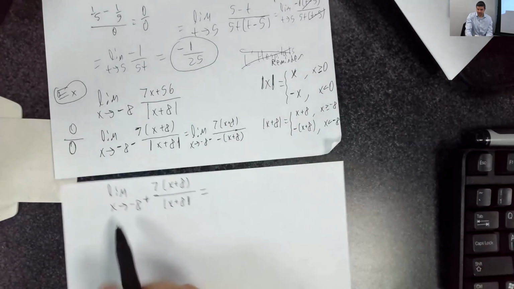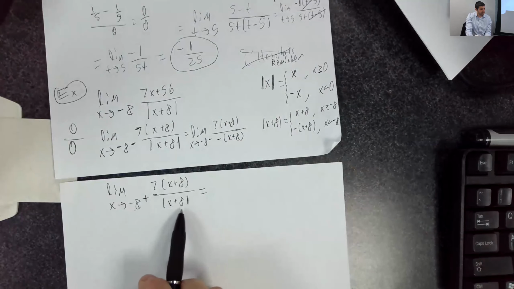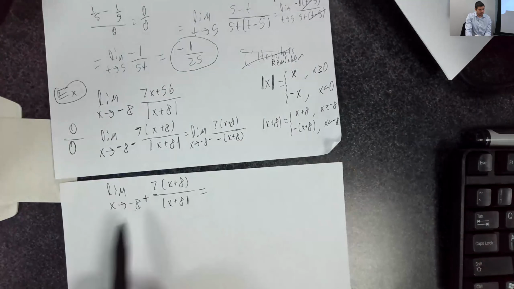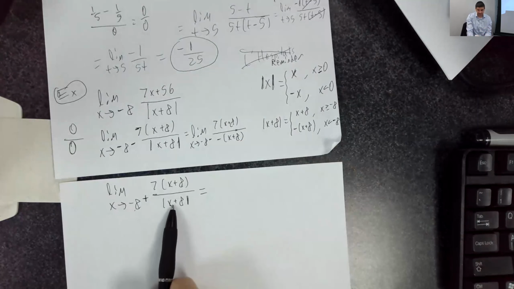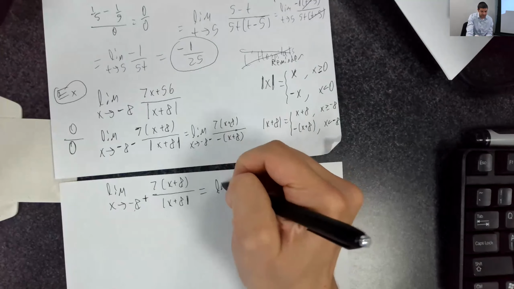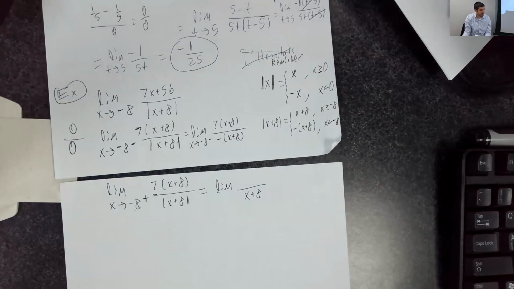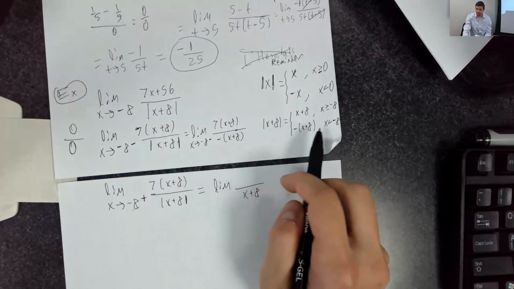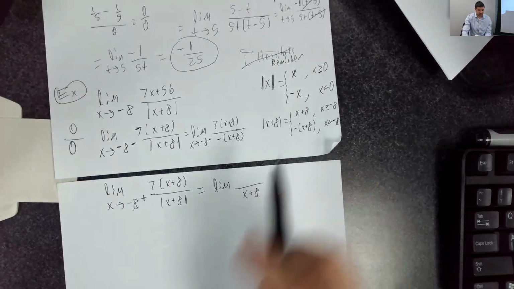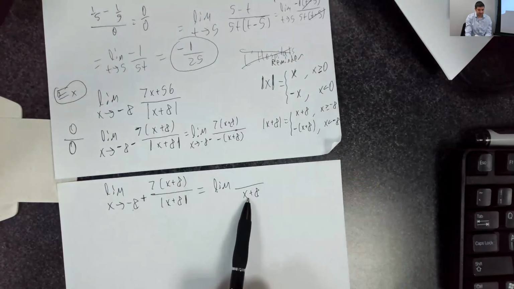So what about here? To the right of negative 8, if I'm greater than negative 8, is x plus 8 positive or negative? Positive, right? x plus 8 are positive numbers. So if it's positive, the absolute value doesn't do anything. It's just x plus 8. So you have to know how the absolute value function works, depending on whether you're positive or negative.